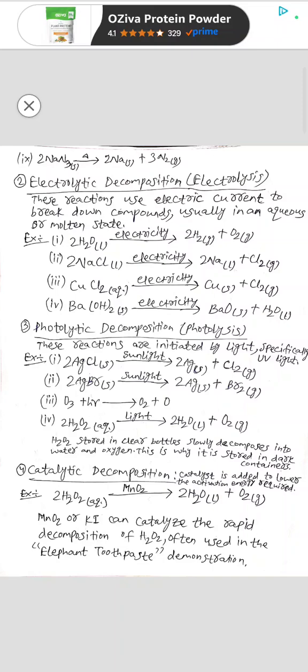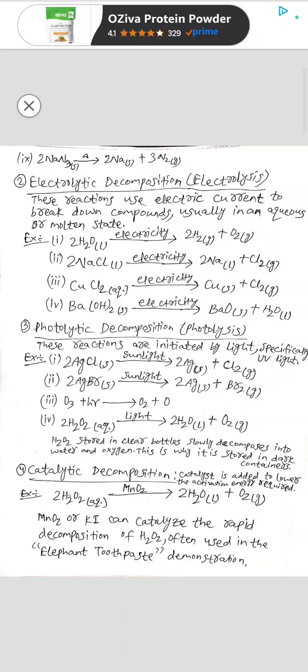The word photo means light. Lysis means decomposition or breaking down. So these are the photolytic decomposition reactions. The two very important examples are the photolytic decomposition of silver chloride and of silver bromide. In the photolytic decomposition of silver chloride, that is AgCl, 2AgCl is decomposed in the presence of sunlight to form 2Ag plus Cl2 gas, and the second one is 2AgBr, which is decomposed in the presence of sunlight to form 2Ag plus Br2 gas.